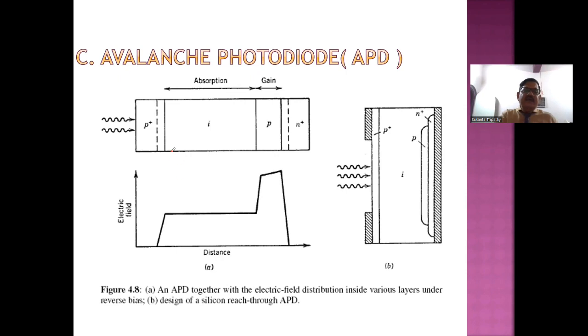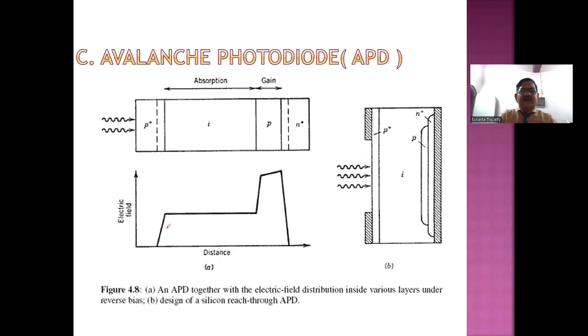If you see this electric field in this intrinsic region, this is also high, but the value of electric field is still enhanced in this junction between this P and N plus type of semiconductor. Then what is the benefit of having this type of variation of electric field?